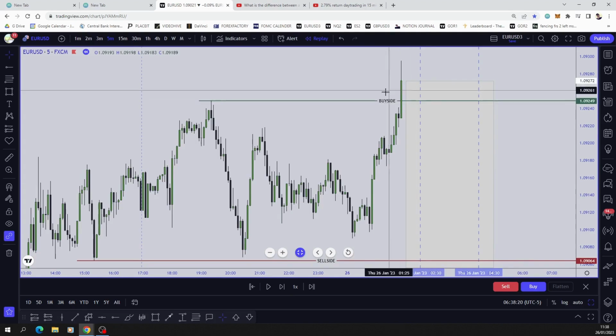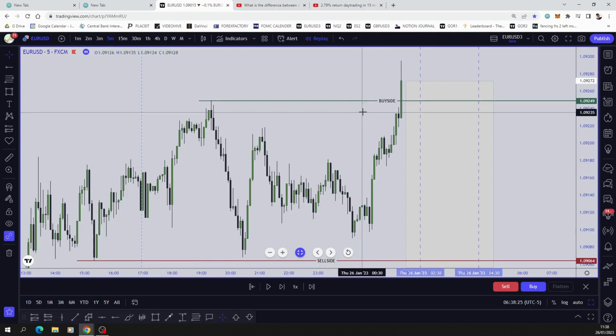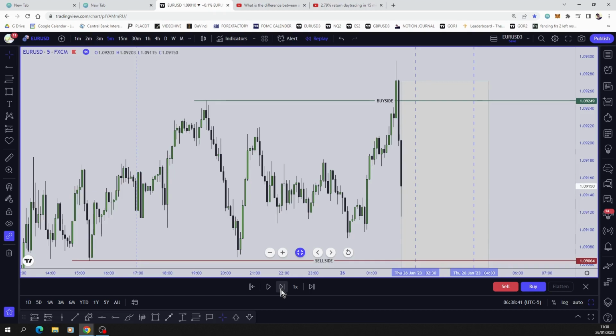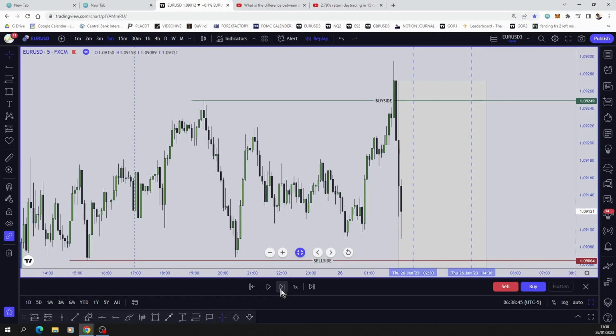When I see this break of the buy side, in the back of my mind I'm thinking, will there be a sell opportunity today? Will price come back down into the range and produce a sell opportunity? So let's see. Okay, we've moved back down into the range. It's selling off quite heavy here. Now our session, which we've marked up at 7 a.m., we're in that session now.